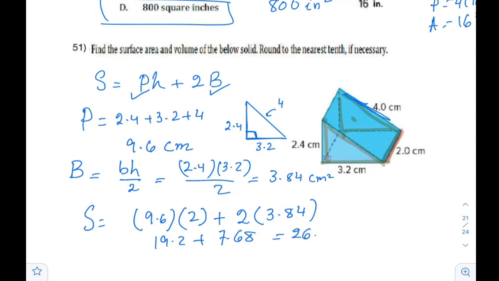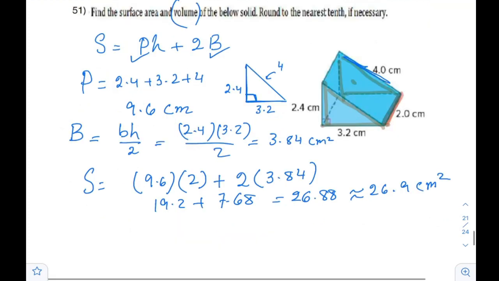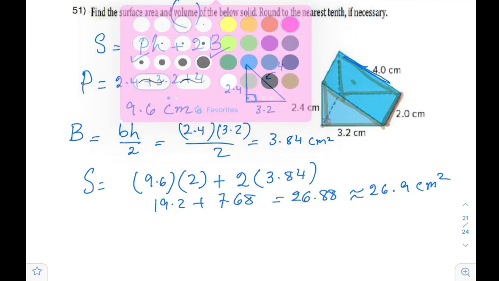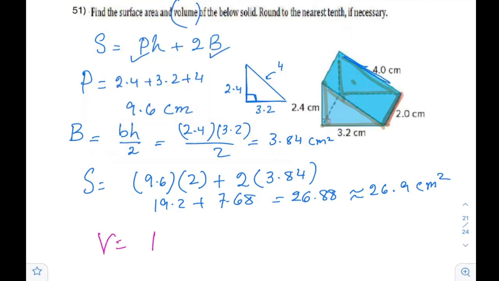26.88, approximately 26.9 centimeters squared. Okay, he is asking about the volume. The volume of the prism is the area of the base times the height. We have already found the area, which is this one.